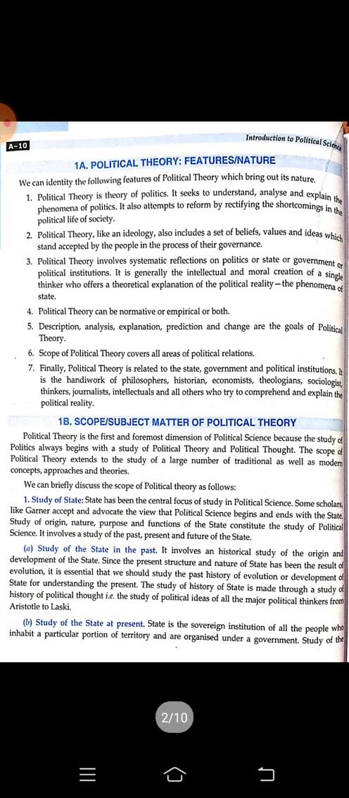Next, you can see in your book they are talking about political theory features and nature. Political theory, like an ideology, also includes a set of beliefs, values, ideas, or stands accepted by the people in the process of governance. So they are trying to tell us that political theory is related to state, government, and political institutions. It tells us about the philosophy, which principle the government will be adopting in order to rule the state.